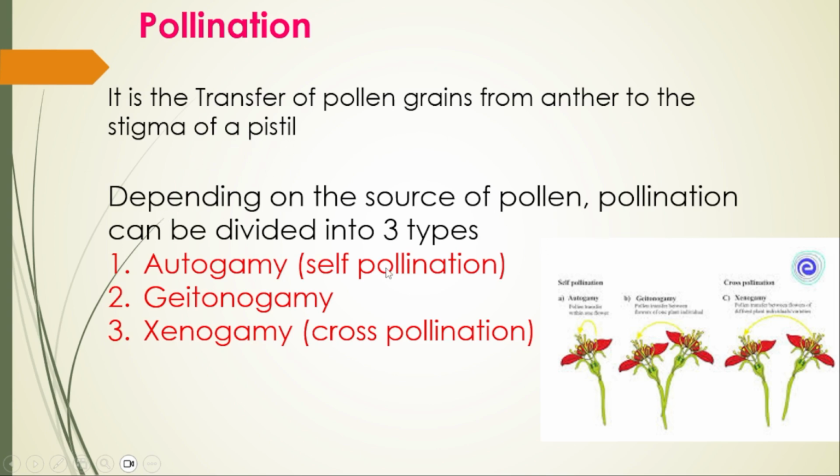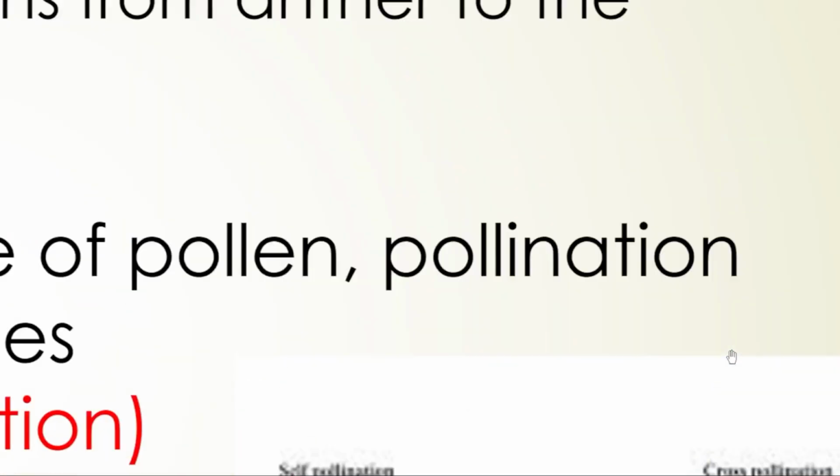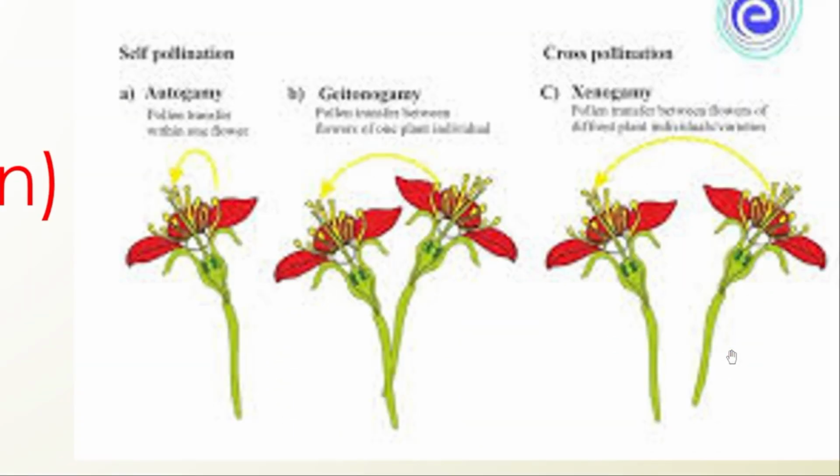Depending upon the source of the pollen, pollination can be divided into 3 types: autogamy, geitonogamy, xenogamy. Autogamy means self-pollination, xenogamy means cross-pollination. I will explain briefly here in this picture.